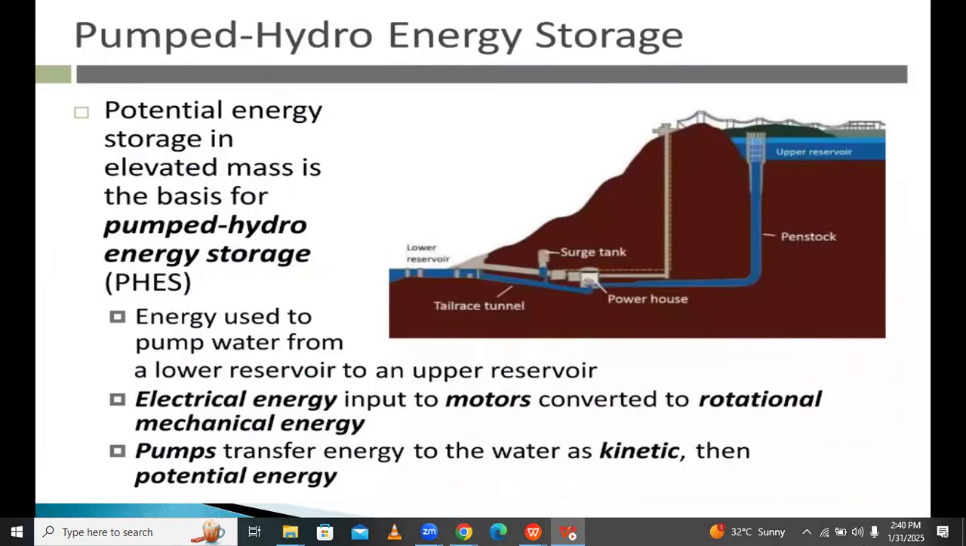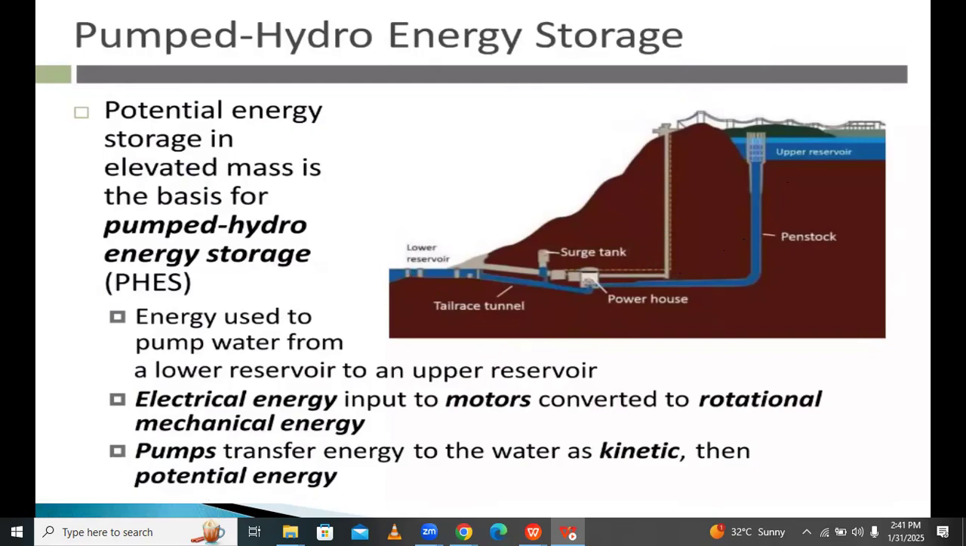Coming to the concept, the energy stored in this reservoir is called potential energy. Potential energy storage in elevated mass is the basis for pumped hydro storage systems. Here is the upper reservoir. And energy is used to pump the water from the lower reservoir to the upper reservoir under light load condition.